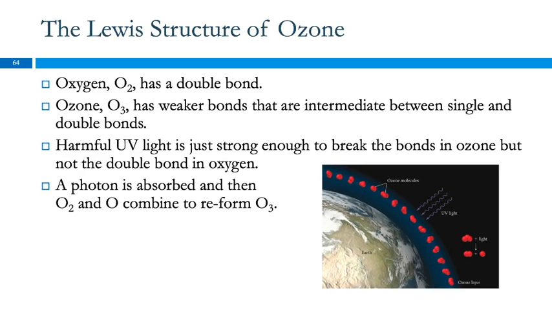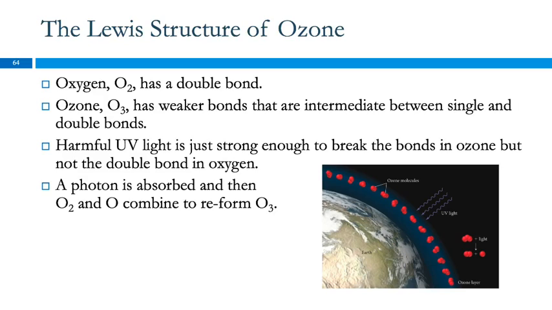This is kind of interesting. You've probably heard a lot about the ozone layer, but then there's greenhouse gases too. And so the ozone layer is important. Oxygen has a double bond. Ozone, we just saw, we drew a resonance structure. It actually has a bond that's between a single and a double. So its bonds are weaker.